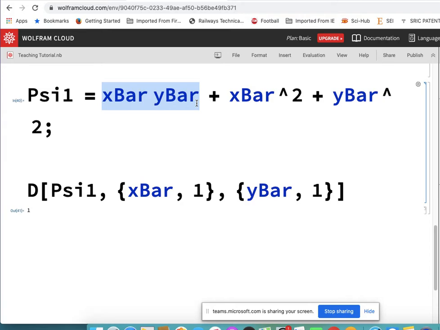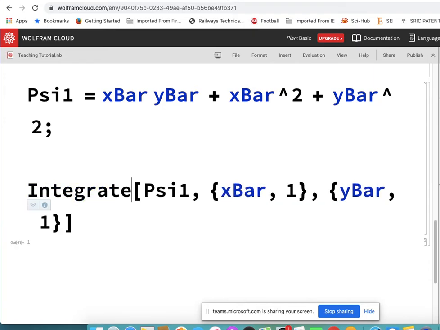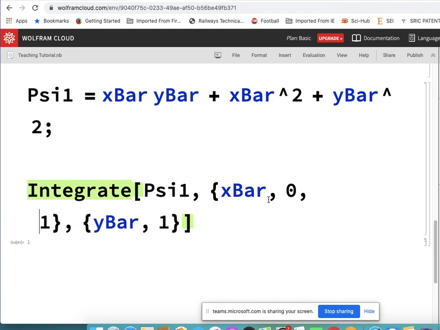Now let us say you are interested in doing integration. Then instead of D you use the word Integrate. When you are integrating, you can either integrate without any range, or with some range. Let us say I want to integrate from 0 to 1 in x bar and 0 to 1 in y bar. Then this is the value of the integral. How do I know this is correct? Well, you can go ahead and evaluate it. It's not a very difficult integral. So this is how you can do the integration.